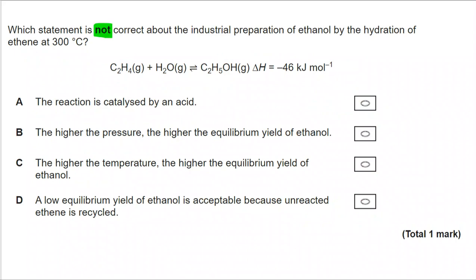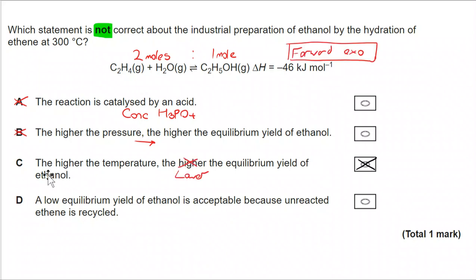So on here, you've got to be careful that we're looking for the answer that is not correct. Let's go through them. Well, the first one, that is correct. It's done using concentrated phosphoric acid, which is a fact you need to remember from the alcohols topic. The higher the pressure, the higher the equilibrium yield of ethanol. Well, 2 moles makes 1 mole. Increasing pressure will shift equilibrium to the right, which will give us more ethanol. That's correct and therefore not the right answer.